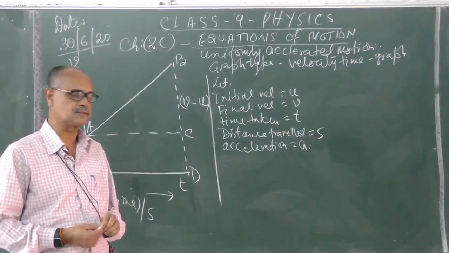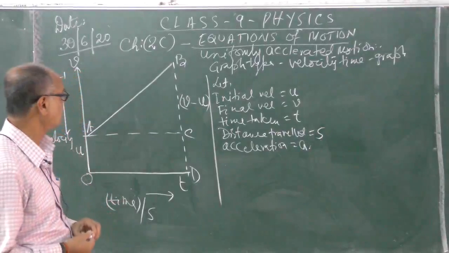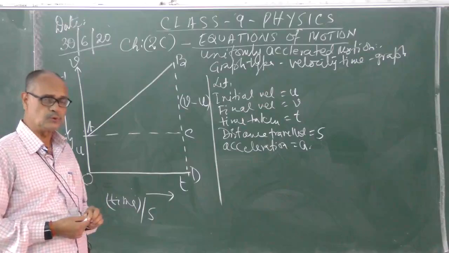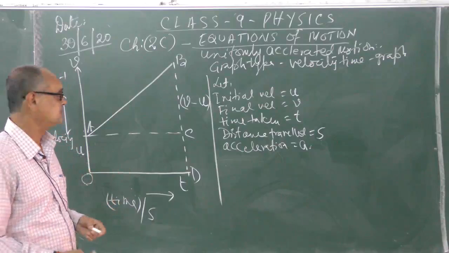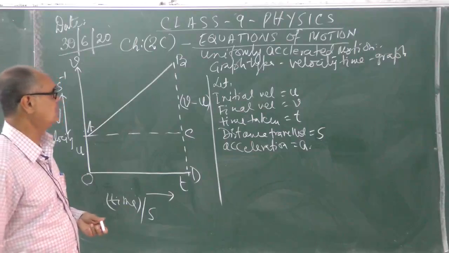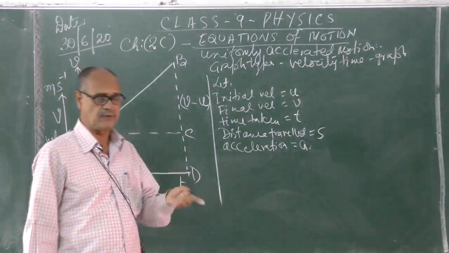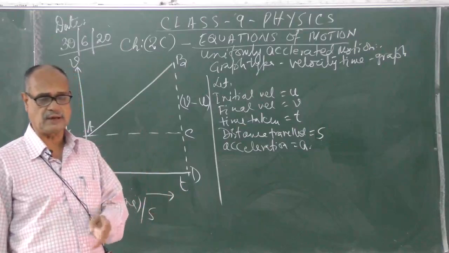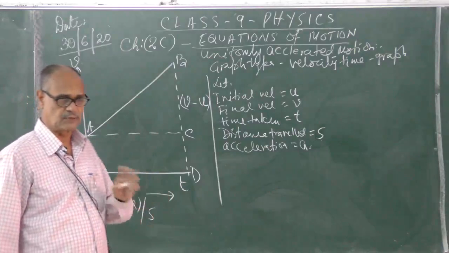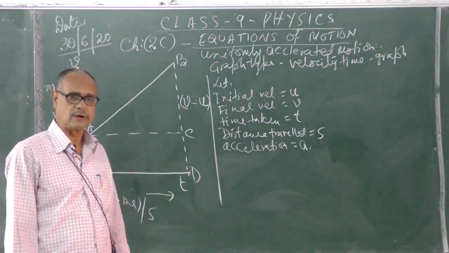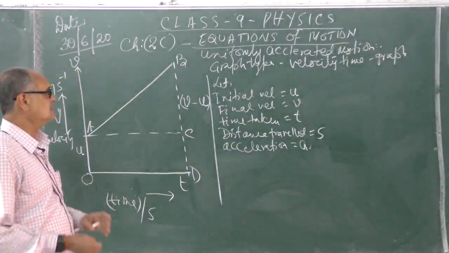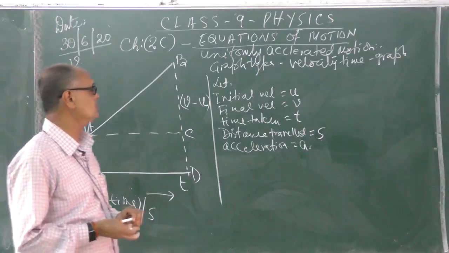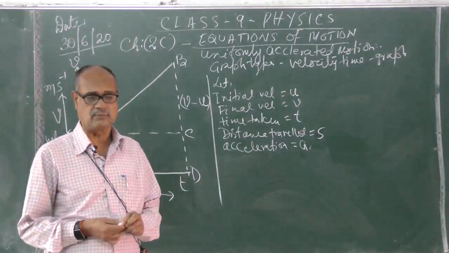Welcome to physics class 9. The chapter is the second chapter, part C, third part, where it is equations of motion. We deal with two methods: one is the graphical method and one is a non-graphical or conventional method. Either way you can. So here, the graphical method. In this graphical method, we know that it is a uniformly accelerated motion.